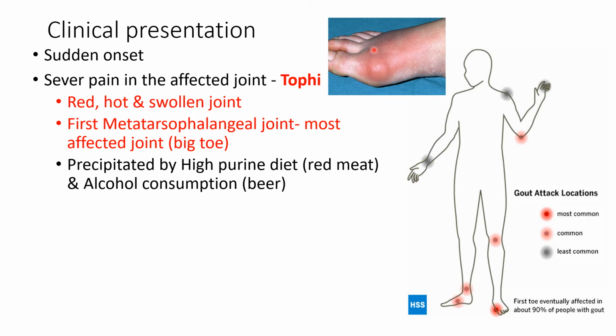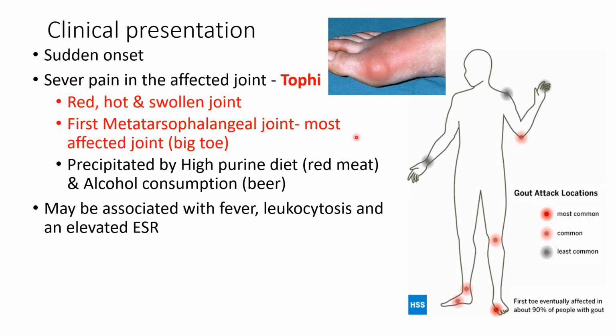So this is the tophi, and once we have this arthritic change, we call it gouty arthritis. So tophi is nothing but the inflamed joint. There is swelling, there is redness, and also temperature is increased. Because of this inflammation, the patient might be associated with fever, leukocytosis, and elevated ESR.